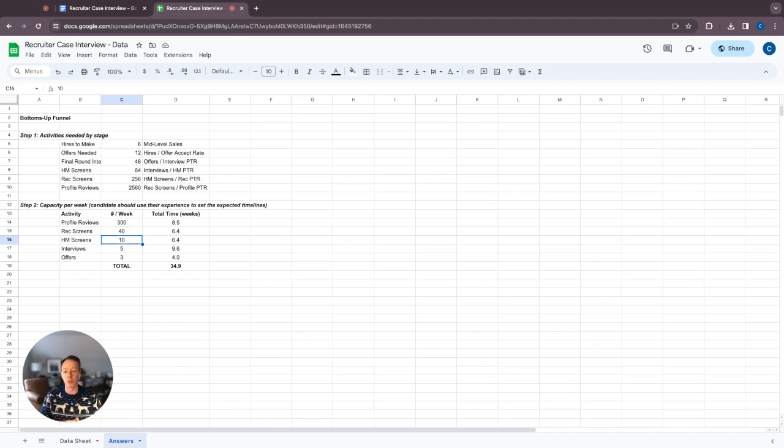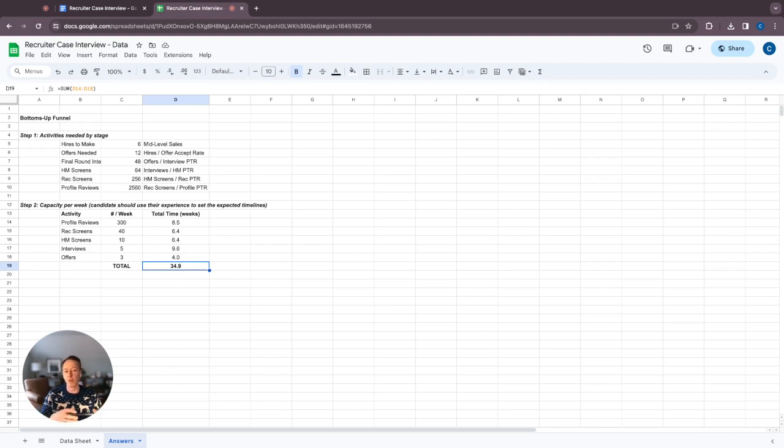Maybe the hiring manager screens. The hiring managers are brought in to do 2 screens per day, so that's 10 per week, and then 1 interview per day. And then maybe you want to give 48 hours in between each offer to actually give the candidate a chance to respond. So really, that probably maxes out at 3 a week. If we calculate the total time it takes them to complete each of these, based on the total number of activities, we can figure out it's going to take about 35 weeks to fill all these roles.